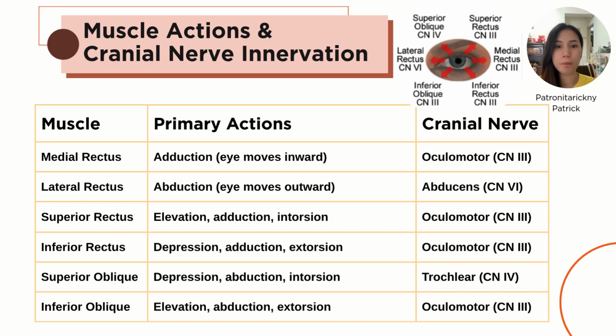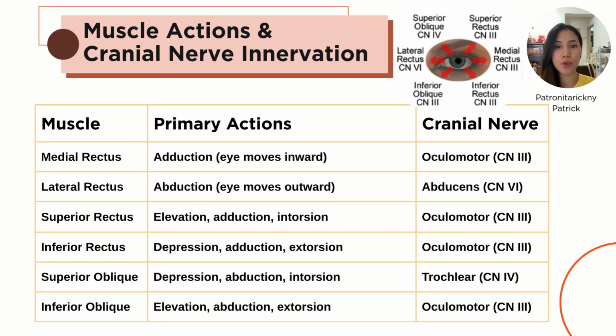E is superior oblique. Action: helps to depress the eye, move it slightly outward and rotate it inward. Its main action is seen especially when the eye is adducted, innervated by the trochlear nerve, cranial nerve 4. F is inferior oblique. Action: helps to elevate the eye, move it outward and rotate it outward, extorsion, innervated by the oculomotor nerve, cranial nerve 3.